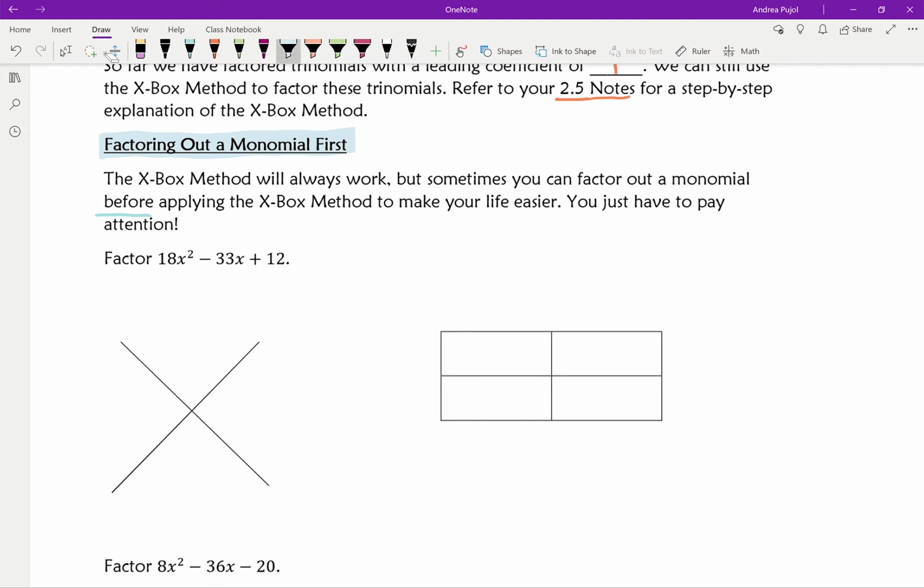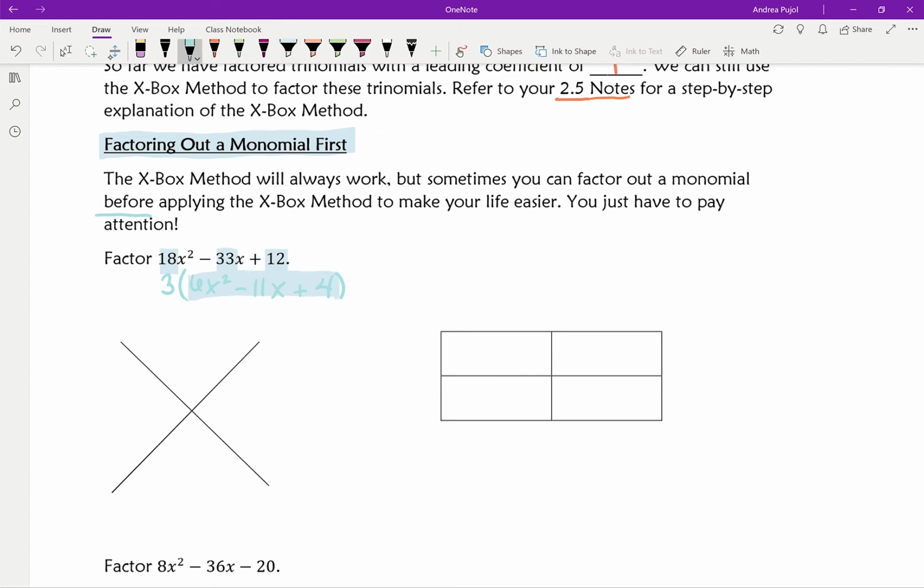If I look at my coefficients, I have 18, 33, and 12, and 3 goes into all three of those numbers. So that's going to be the greatest common factor. If I factor a 3 out of all of that, what I'll get inside the parentheses will be 6x squared minus 11x plus 4. Now I have this 3 on the outside, so I have to remember to keep it in my final answer, but 6x squared minus 11x plus 4 is going to be a little bit easier to factor.